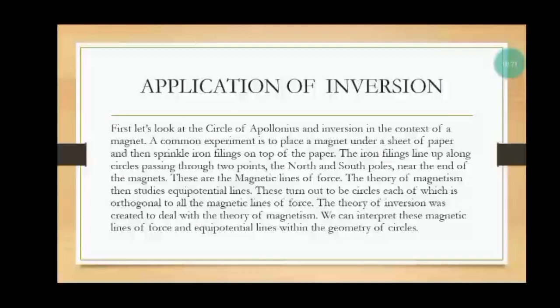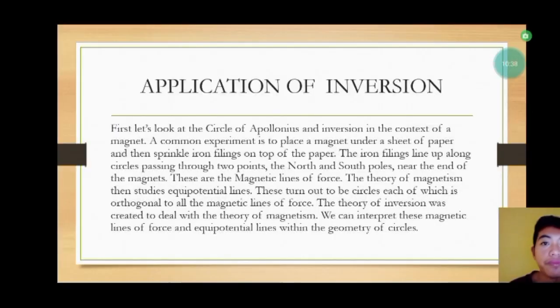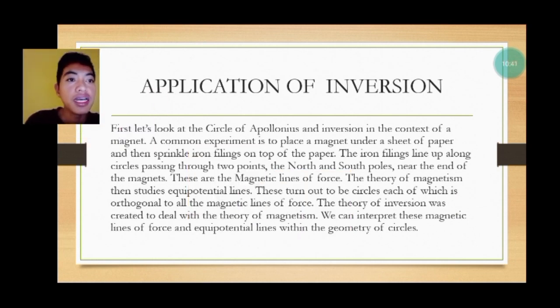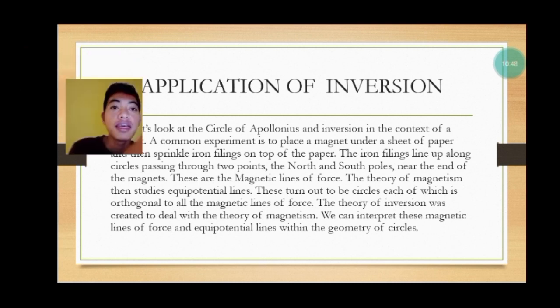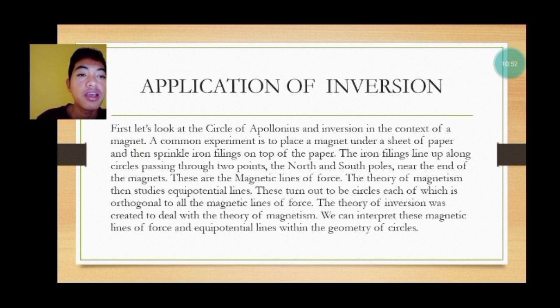Okay, so for the application of inversion, first let's look at the center of Apollonius, and inversion in the context of a magnet. A common experiment is to place a magnet under a sheet of paper and then sprinkle iron filings on top of the paper. The iron filings line up along circles passing through the north and south poles. Near the end of the magnet, these are the magnetic lines of force.